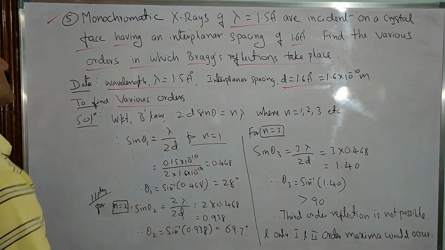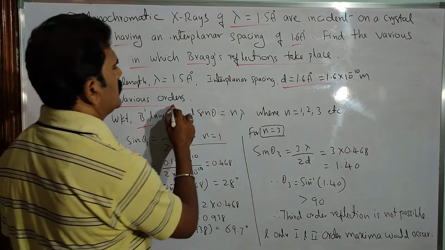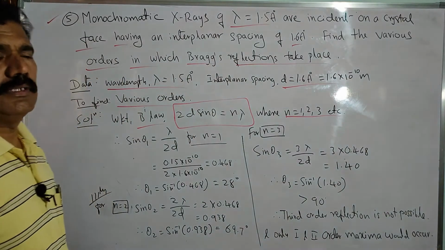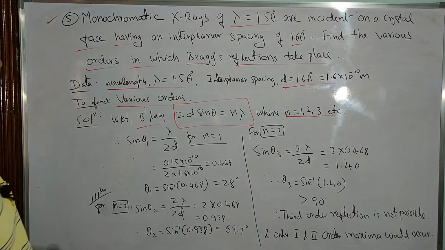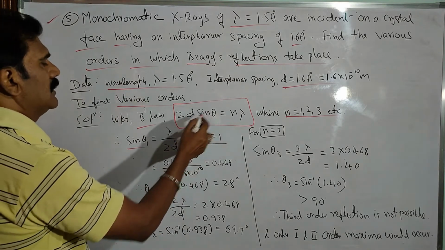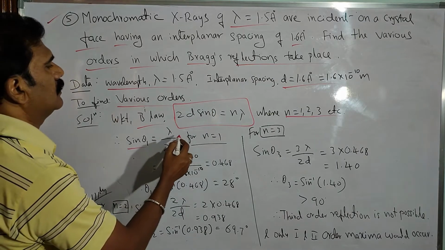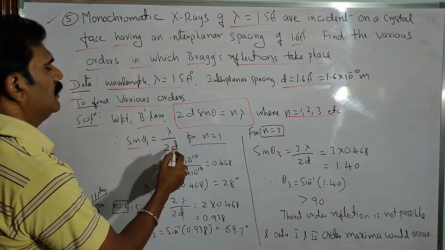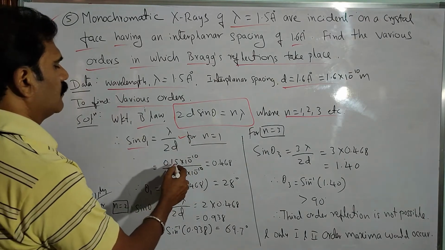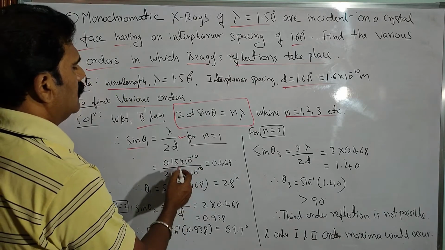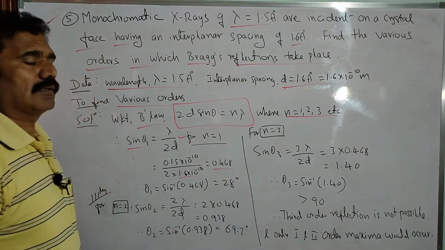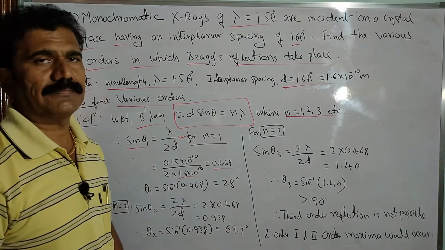To find various orders, consider the Bragg's law. 2d sin theta equal to n lambda, where n is equal to 1, 2, 3, etc. The possible integral multiples here. For first order, n is equal to 1. Sin theta 1 is equal to, n is equal to 1, lambda by 2d. Substitute the value of lambda and d, 0.15 10 to the power minus 10 divided by 2 into d value 1.6 10 to the power minus 10. So you will get the calculation value 0.468.